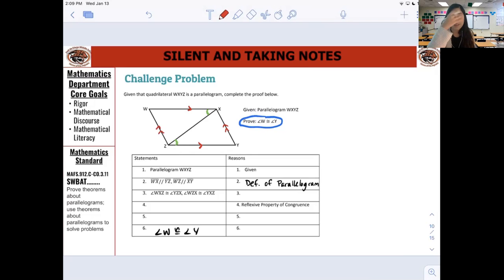Give me any answer. Whoever gets it right, I'll give you 1 extra credit point on your quiz for this week. How do I know that those two angles are congruent? This should not be this. We have done this like 20 times. Give me all your guesses. I won't share who's right until the end.